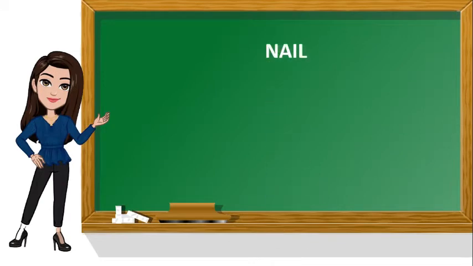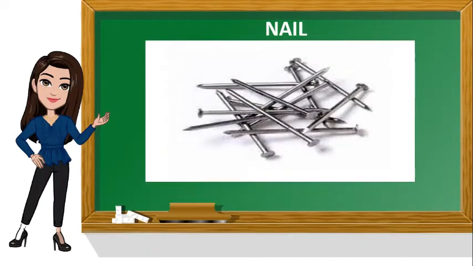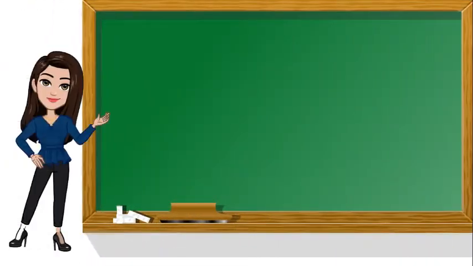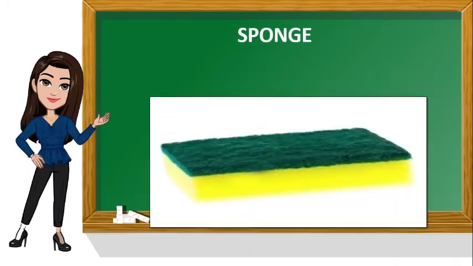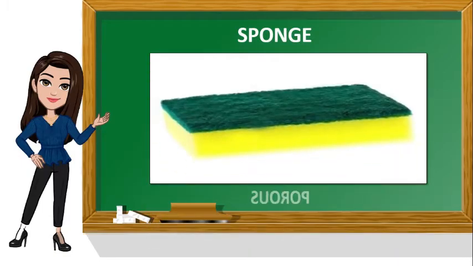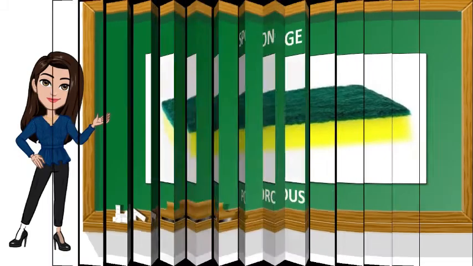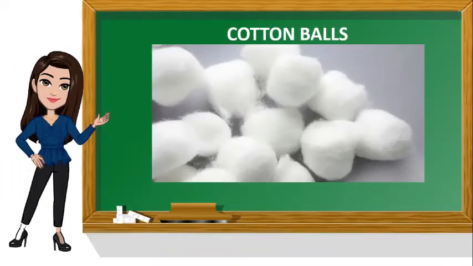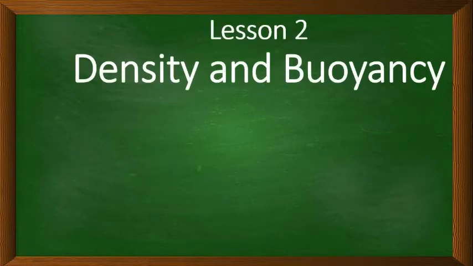And the third picture is nail. Porous or non-porous? That's correct, non-porous. The fourth one is sponge. Of course, that is porous. And the last one but not the least is cotton balls. That is porous also. Now, let's proceed to our lesson 2, density and buoyancy.